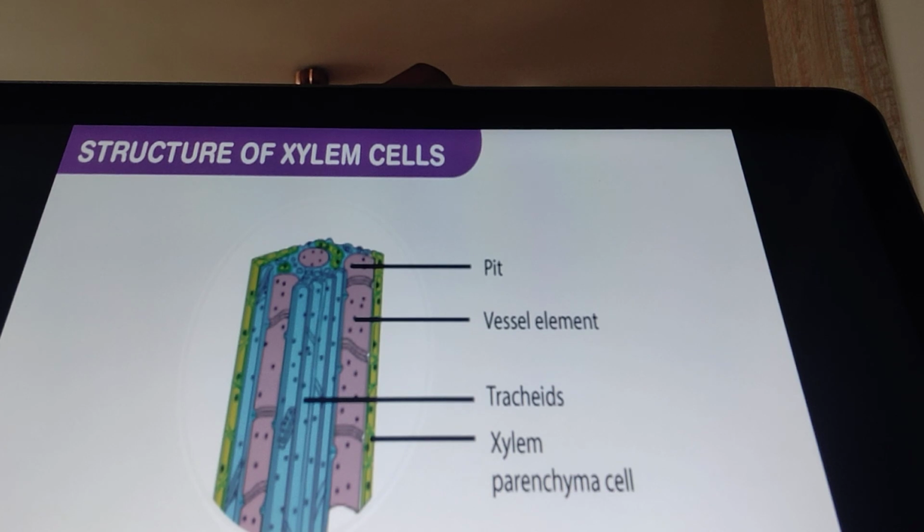As I said, children, the most important element of xylem is the vessel, because it conducts most of the water and mineral salts upward from the roots to different parts of the shoots. Out of these four, xylem parenchyma is a living cell, whereas tracheids, vessels, and xylem fiber are dead cells. So children, this is all about xylem.